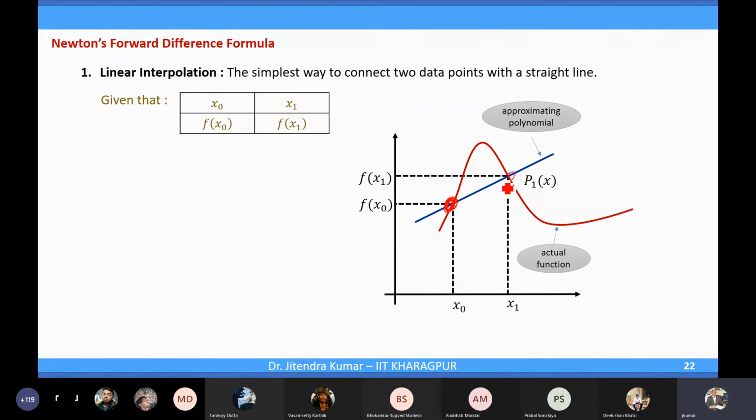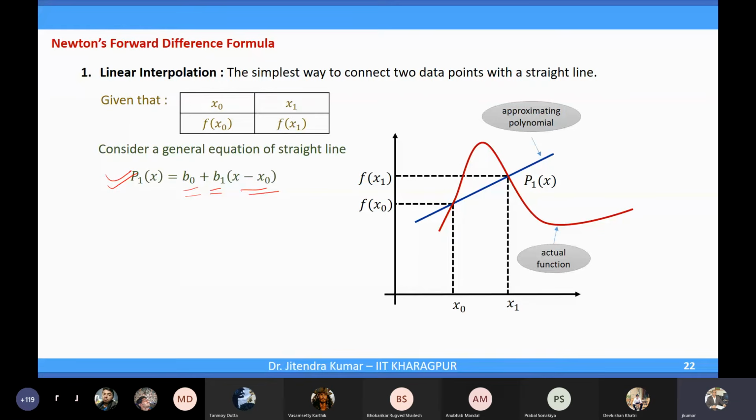Only these two data points are given, x0, f(x0) and x1, f(x1), and we want to pass the line p1(x) through these two points. That might not be the actual function, and we are not much bothered, but we know only these two data points. We need two data points to approximate by a polynomial, and that will be a unique polynomial of degree 1, only one polynomial. So consider the general equation of the straight line, p1(x), the polynomial of degree 1: b0 + b1(x - x0).